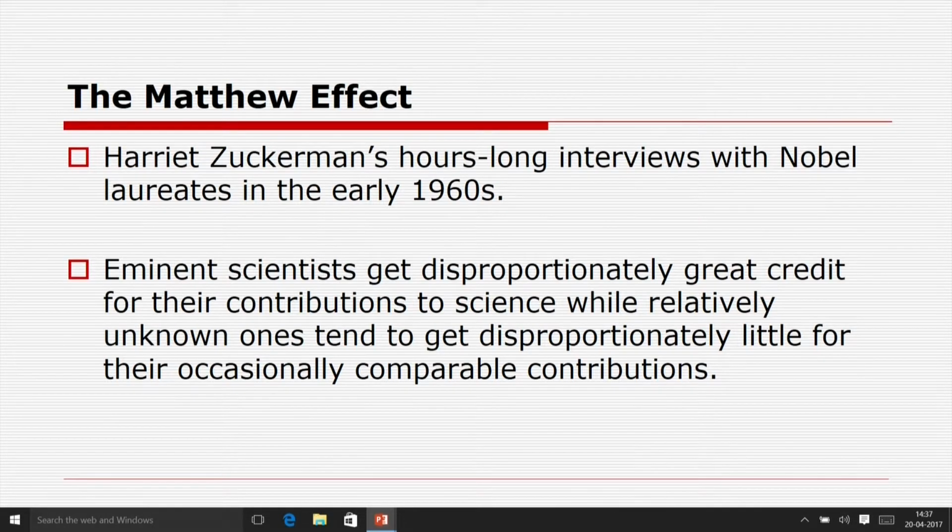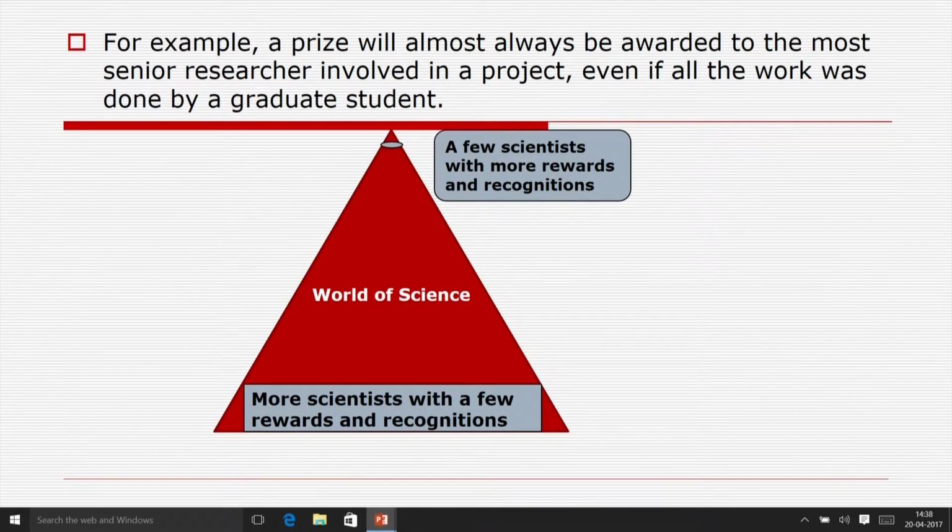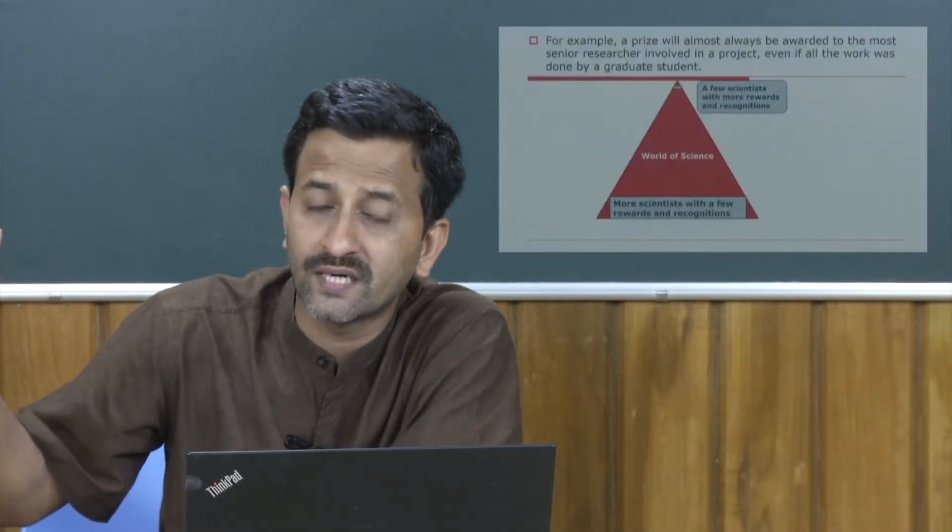Then we discussed the Matthew effect in science in its generality. How eminent scientists get disproportionately great credit for their contributions to science, while relatively unknown scientists tend to get disproportionately little or nothing for their occasionally comparable contributions. This is how, for example, we discussed, a prize will almost always be awarded to the most senior researcher involved in a project, even if all the work was done by a graduate student or a junior scientist.